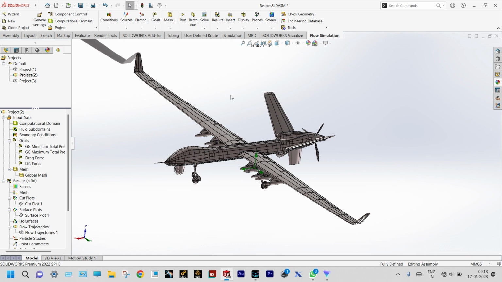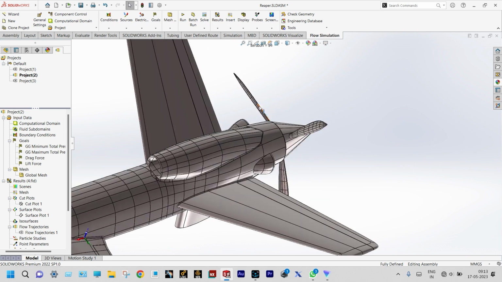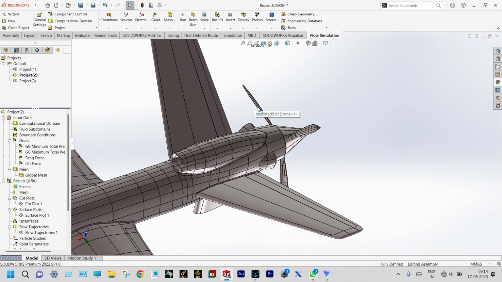Instead of stopping it here, we can do something else, like by providing the RPM of the turbocharged propellers as the initial boundary conditions, we can start another analysis and do the same things, right?